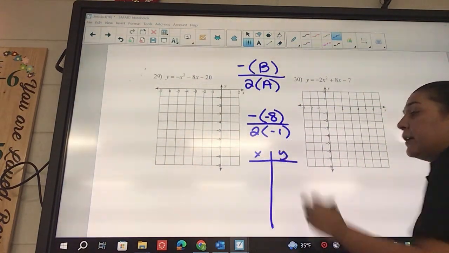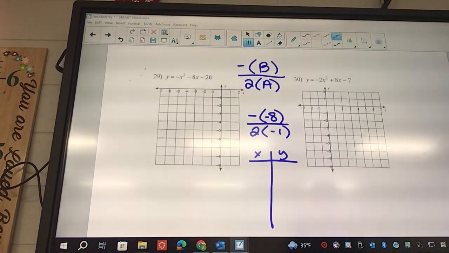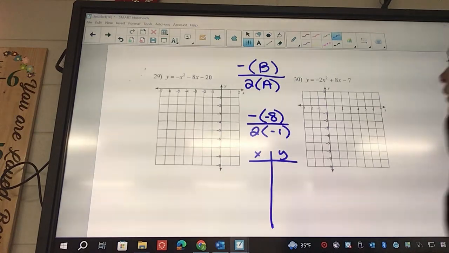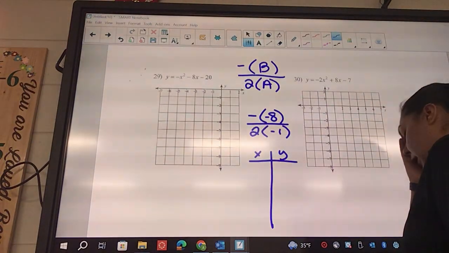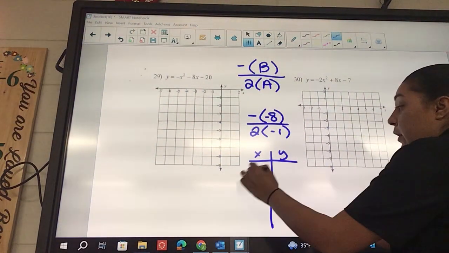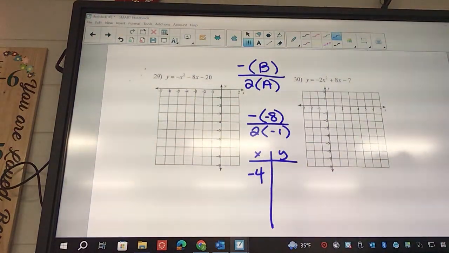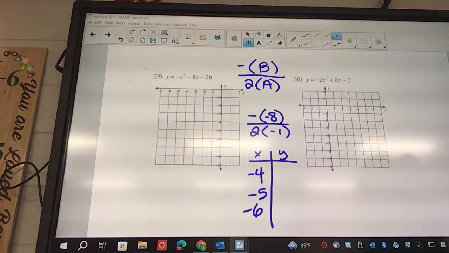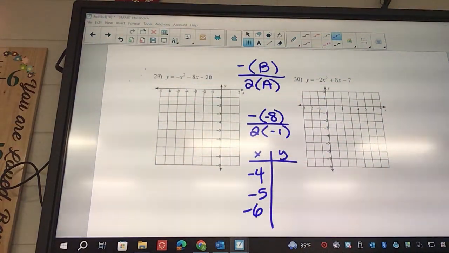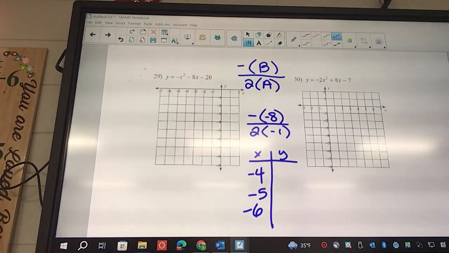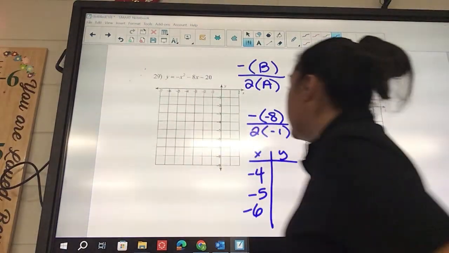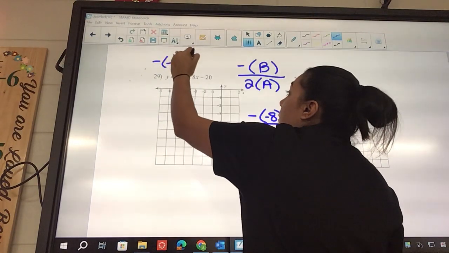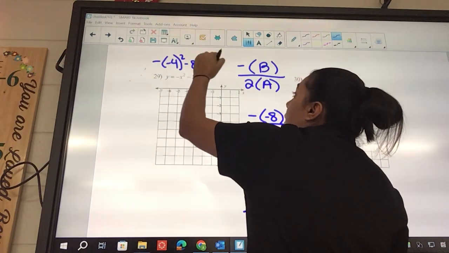Plug that in your calculator and see what you get. Negative 4, over negative 4. Then what do we do from there? Negative 5, negative 6. And then what do we do from there? We plug it in. So we're gonna use this and we're gonna say negative parenthesis, negative 4 squared minus 8 times negative 4 minus 20.